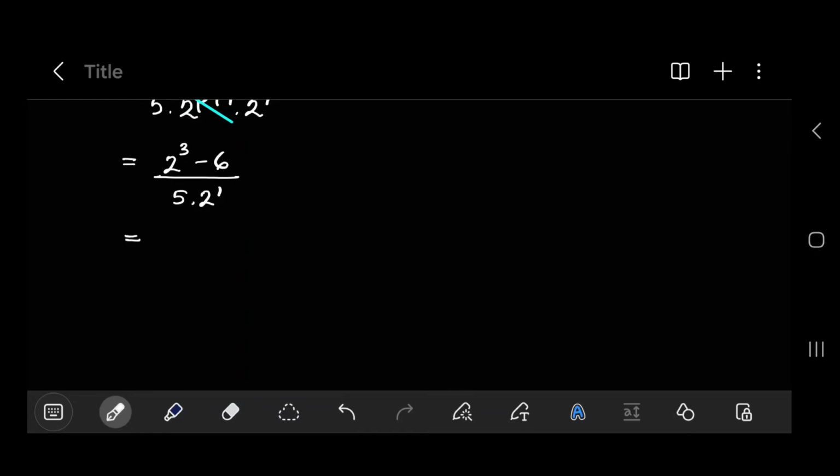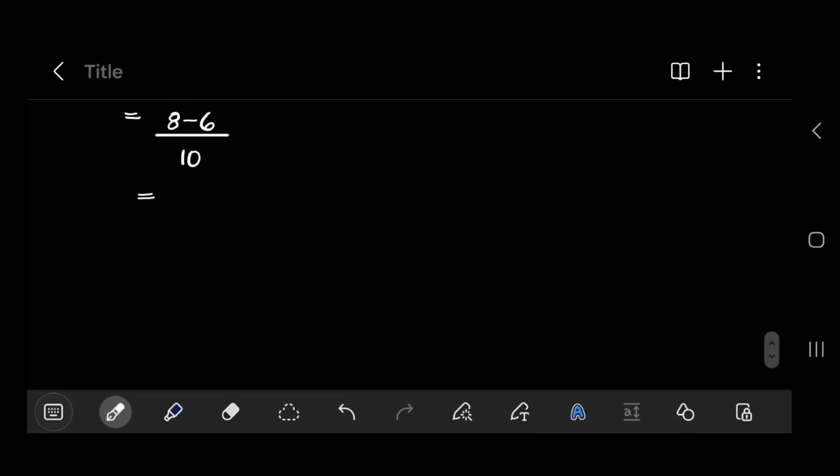So from what we're left with, 2 cubed is 8, so we have 8 minus 6 at the top. At the bottom, we've got 5 times 2, which is 10. So 8 minus 6 is 2. We've got 2 over 10, which simplifies to 1 over 5. So that is it.